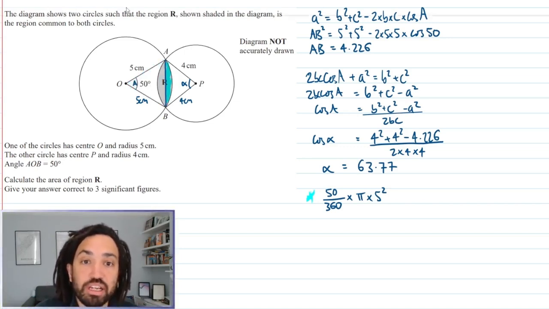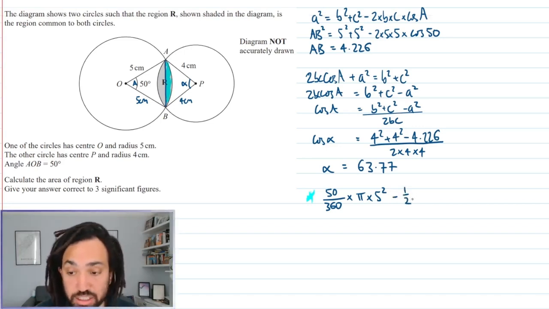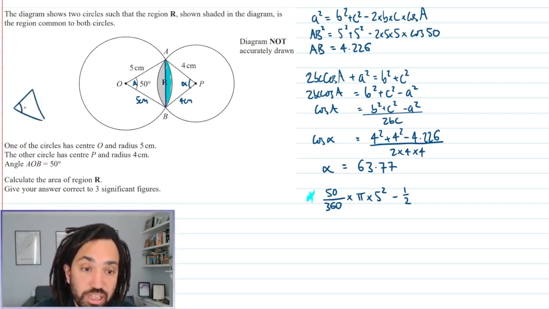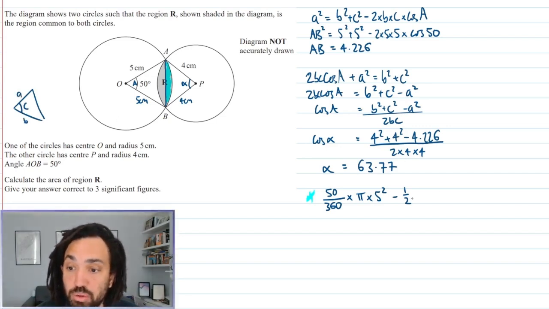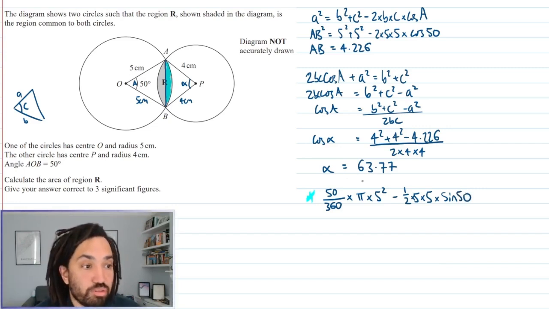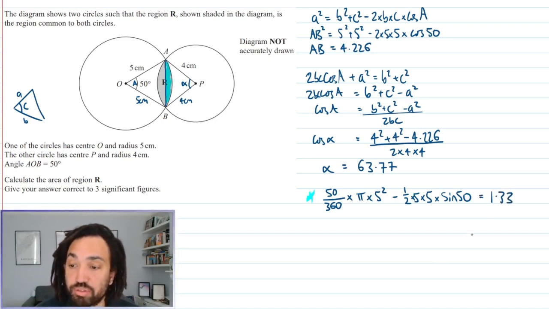Okay, so how do I find the triangle? Well, the area for the triangle is a half ab sine C. Again, that's in your formula booklet. Now, what does that mean? Well, if you've got a triangle, and you know the angle, call it capital C, a and b are the sides adjacent to the angle, we can always find the area. So it's a half of a, which is 5, and b, which is 5, times sine of capital C, which is 50. Okay, great. So that gives me my blue area, which is, when I put it to my calculator, 1.33.